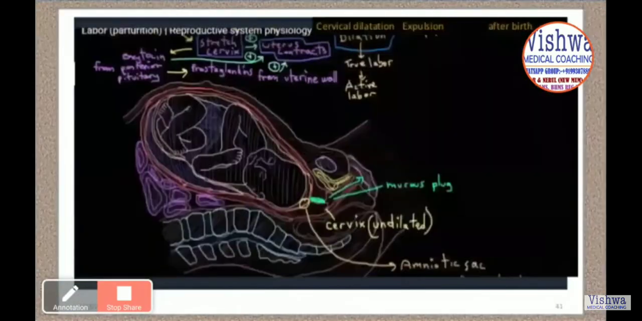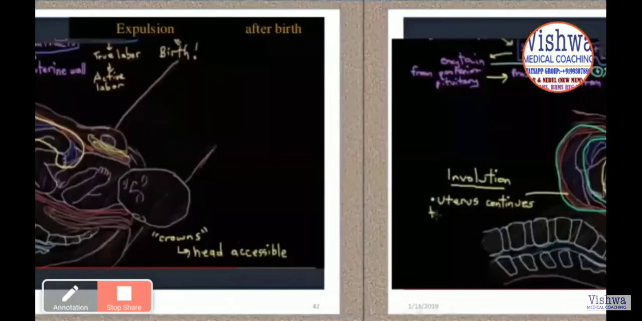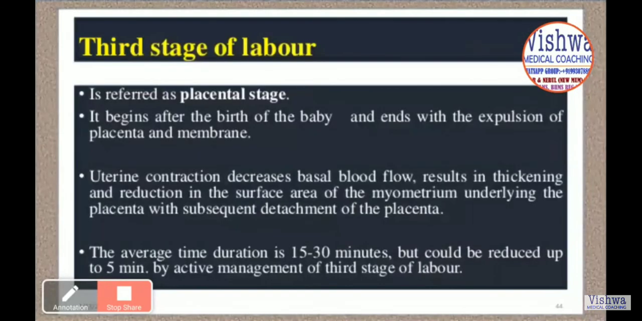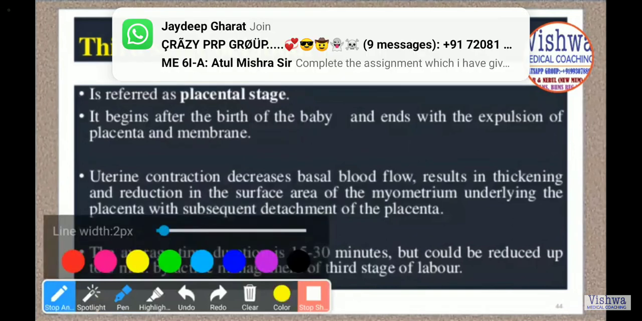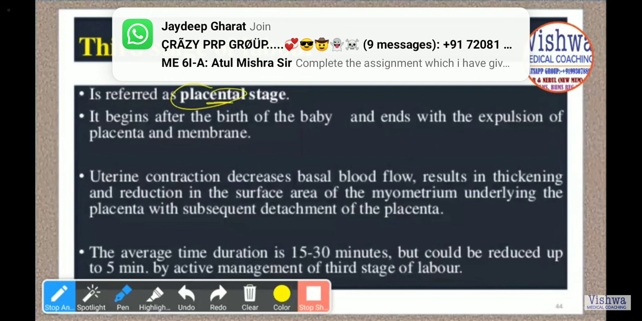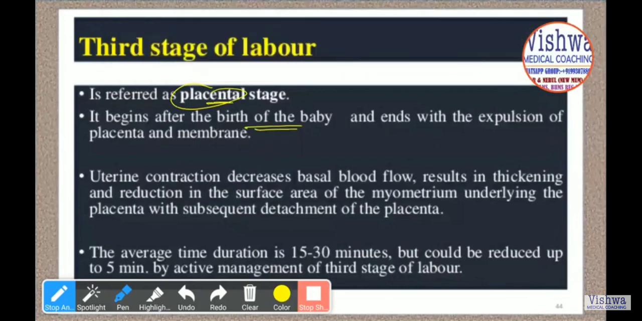Let me show you some of the important stages. The first stage, the second stage is expulsion of the baby. Third stage is also called the placental stage. That means it begins after the birth of the baby. Remember, our second stage is birth of the baby. The third stage starts at the birth of the baby and ends with the expulsion of the placenta and the membranes.